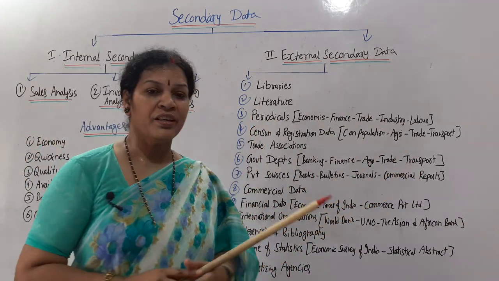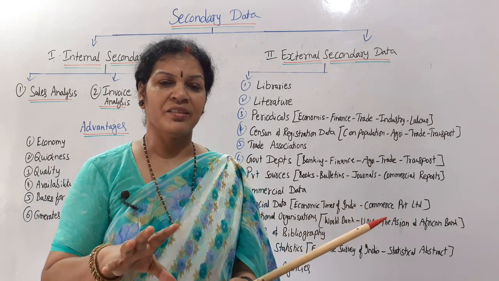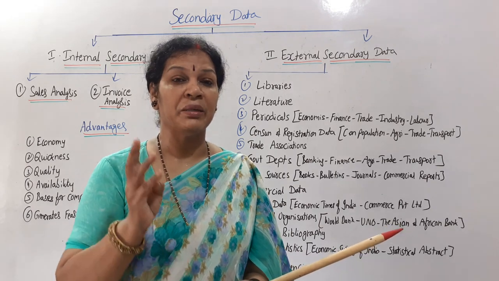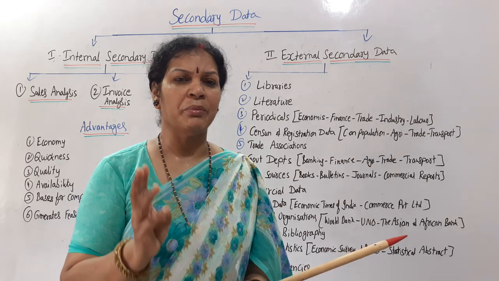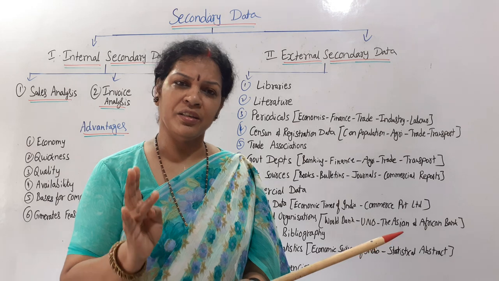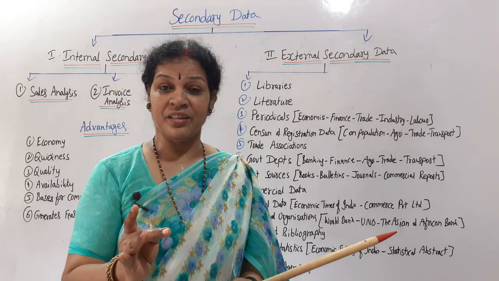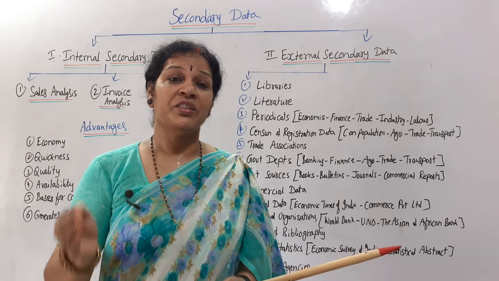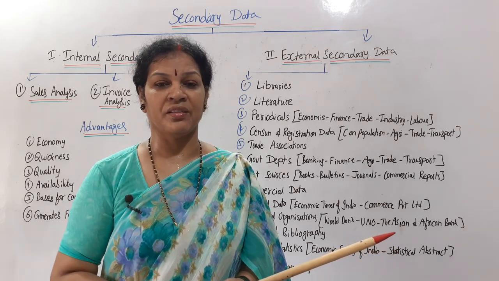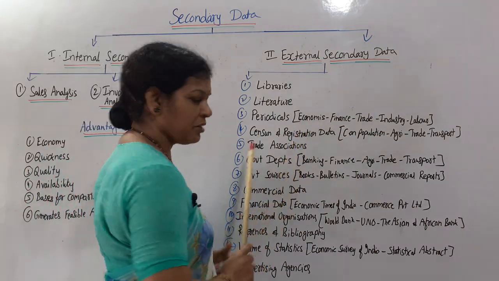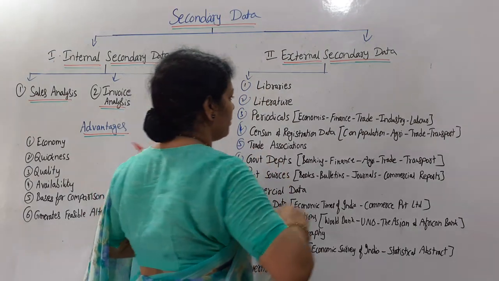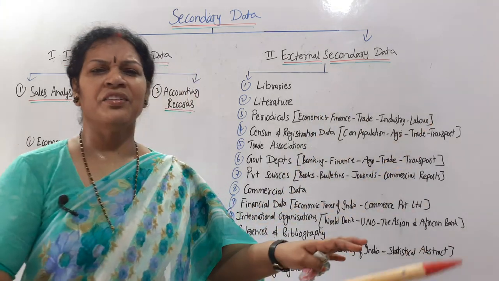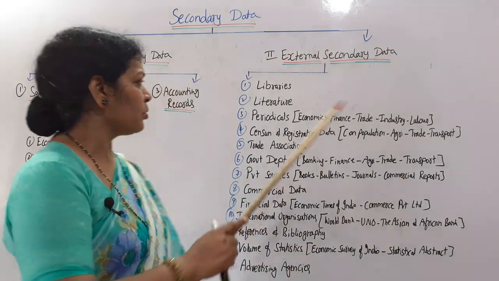And next, periodicals. Periodicals means you will find some kind of magazines or relevant publications. Some periodicals are quarterly, means for every 3 months, one time. And half yearly, every year, 2 times. And yearly, every year, 1 time. There are also some periodicals that come out every month. You will follow the periodicals related to your research. Examples of these periodicals are economics, finance, trade, industry, labor, etc., anything whatever you want, you can use it. So that's about the periodicals.